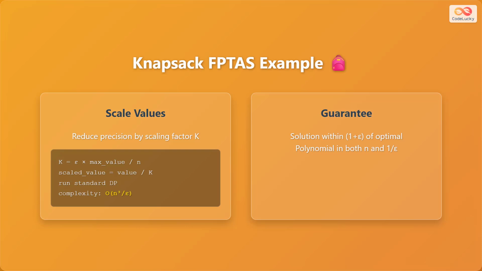Let's see an example of FPTAS with the knapsack problem. One common approach is to scale values. This involves reducing the precision of the item values by a scaling factor k, which is equal to epsilon times the maximum value, divided by n. The scaled value is equal to value divided by k. Then, run a standard dynamic programming algorithm using these scaled values. With this approach, you can find a solution within 1 plus epsilon of the optimal solution, and the algorithm runs in polynomial time with both n and 1 by epsilon. Here the time complexity is order of n cubed by epsilon, written as O(n^3/epsilon).